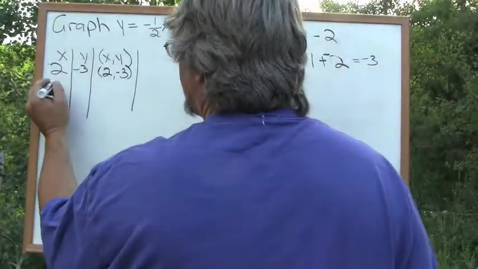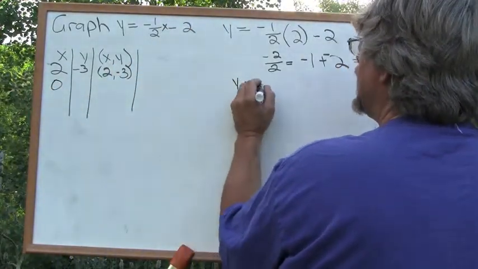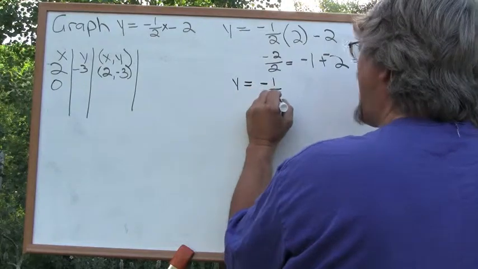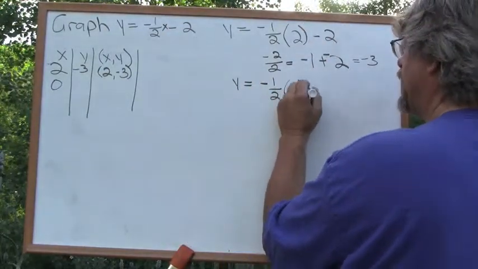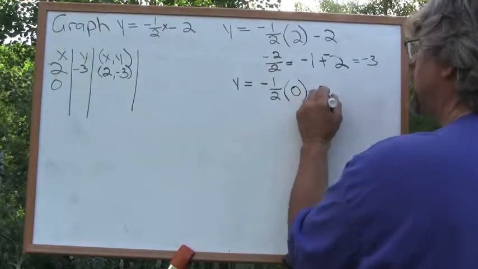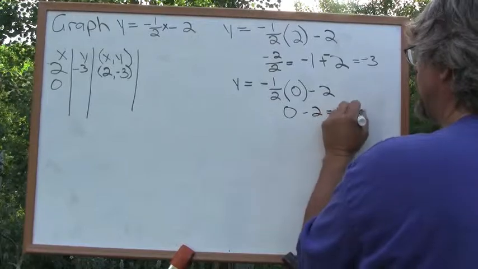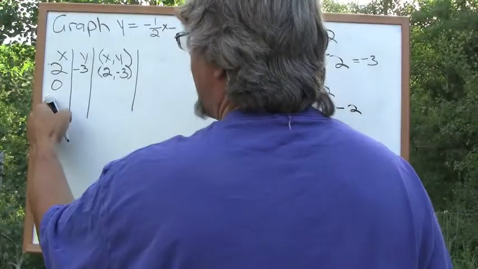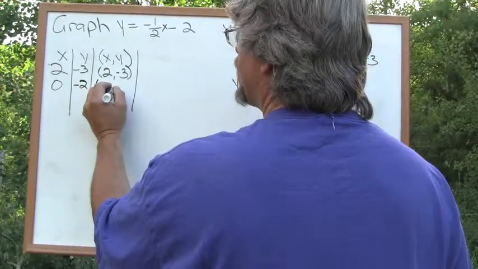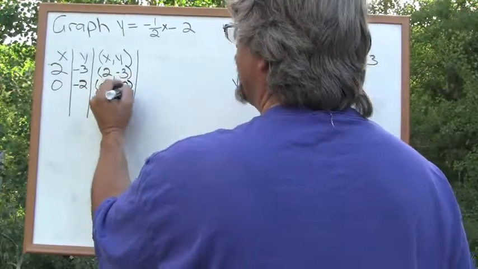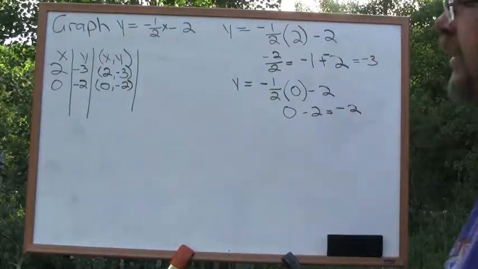Now if we choose 0 for x, this tells us that y equals negative 1/2 times, we're plugging in 0 for x, 0, subtract 2. So this is 0 minus 2, which is simply negative 2. So when x is 0, y is negative 2, and there's our second coordinate point, 0 and negative 2. Nice how that works, isn't it?